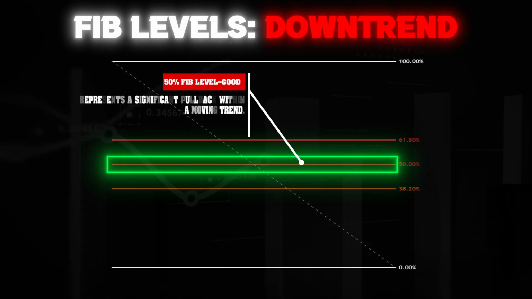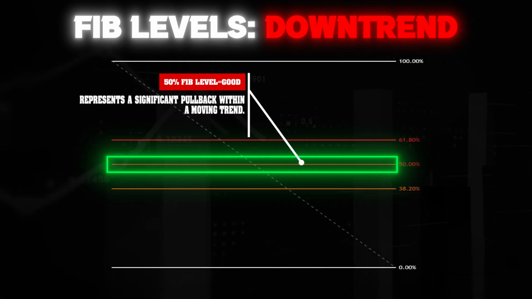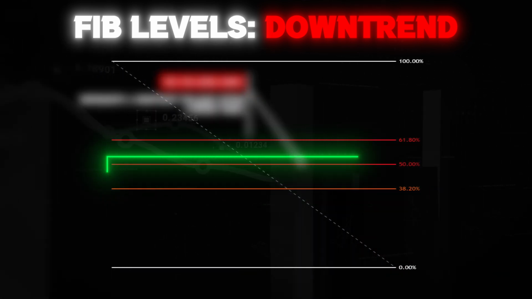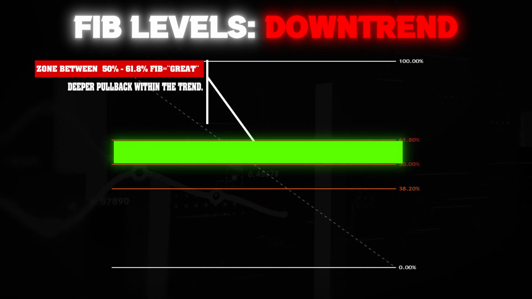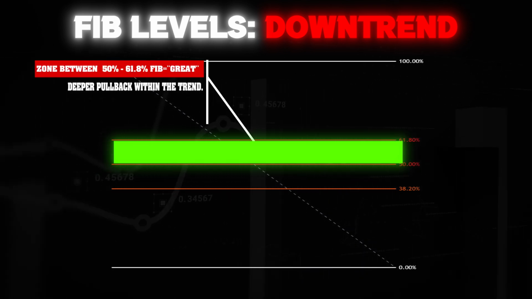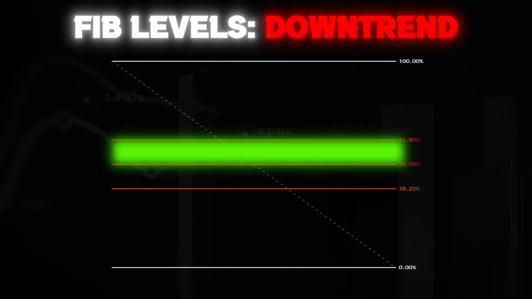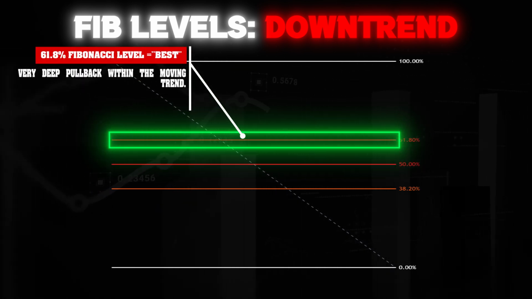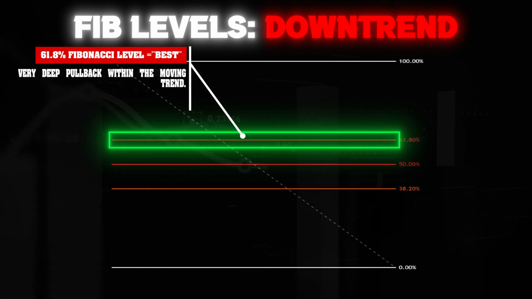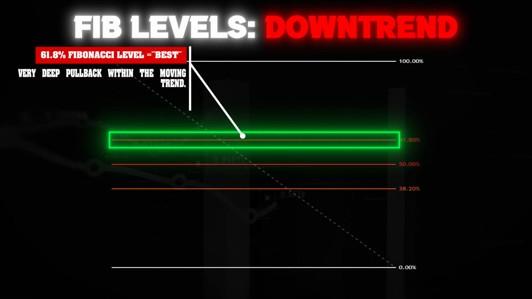The 50% Fibonacci level is still good, providing a significant pullback point. The zone between the 50% and 61.8% Fibonacci levels is great, offering an even deeper pullback indication. Lastly, the 61.8% Fibonacci level remains the best because it indicates a very deep pullback within the downward trend.